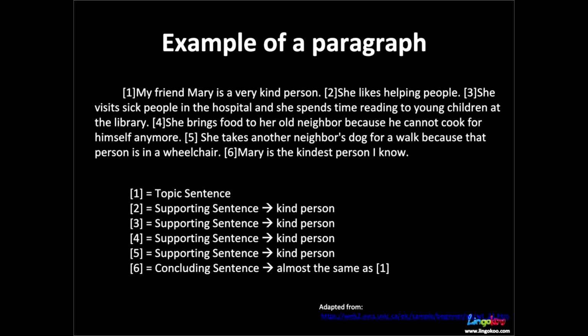Number 1 is a topic sentence. Sentences numbers 2, 3, 4, and 5 are the supporting sentences. Each of these sentences gives me more information or tells me why Mary is a very kind person. And then sentence number 6 is a concluding sentence. Notice that sentence number 6, Mary is the kindest person I know, looks very similar to the topic sentence number 1, my friend Mary is a very kind person.